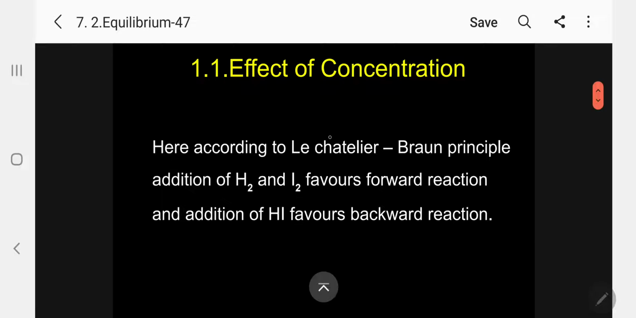Now, according to Le Chatelier's principle, addition of H2 or I2, which are on the left-hand side, will favor the forward reaction and induce the formation of more and more HI. In the same way, addition of HI favors the backward reaction because you are adding a product on the right-hand side. So the equilibrium will shift in such a way as to nullify the effect. It will favor the backward reaction.